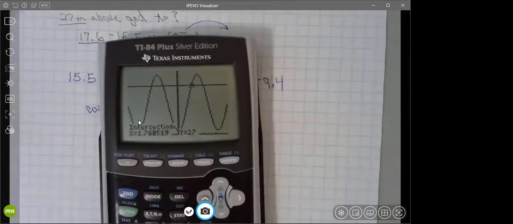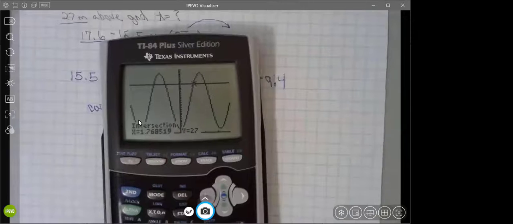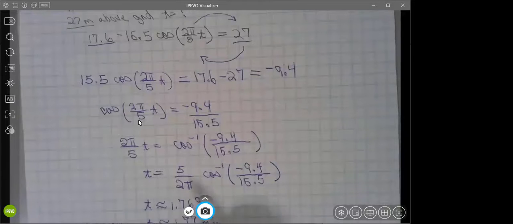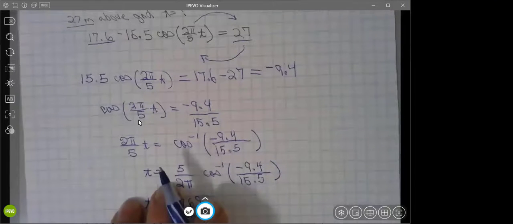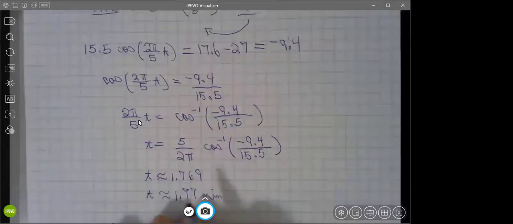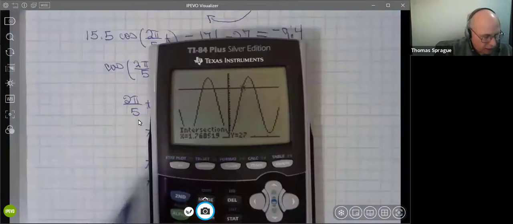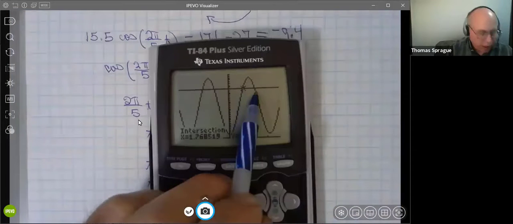It also has a second answer. Would you just add pi to that? It also has what? A second answer. So it has. Okay. Yeah. The second answer is this point here. Okay. So I have two ways of getting it.